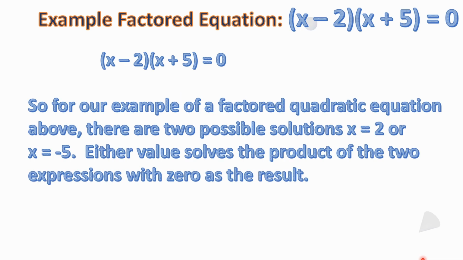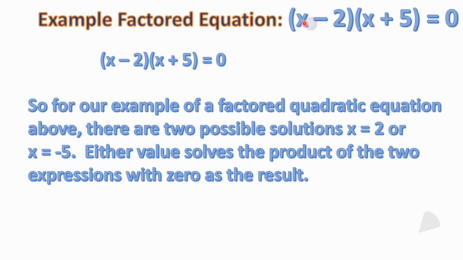So for our example of a factored quadratic equation above, there are two possible solutions for this equation. x could equal 2 or it could equal negative 5. Either value solves the product of the two expressions with 0 as the result, which is what we want, right? We're saying at the top that the quantity x minus 2 times x plus 5 is 0. We don't really care which one of these two expressions goes to 0. I mean, they can't both, because x can only be negative 5 or x can only be 2.